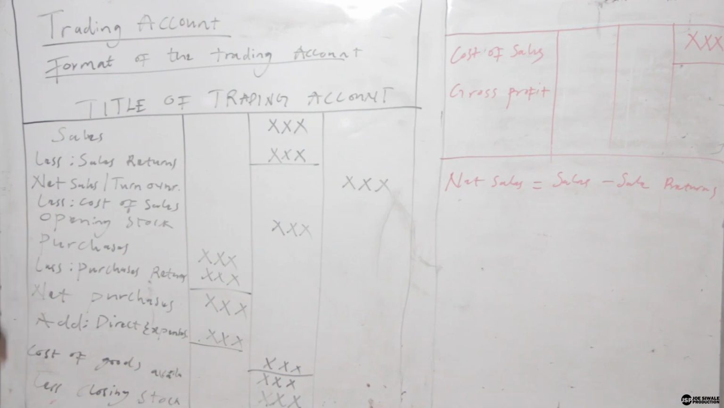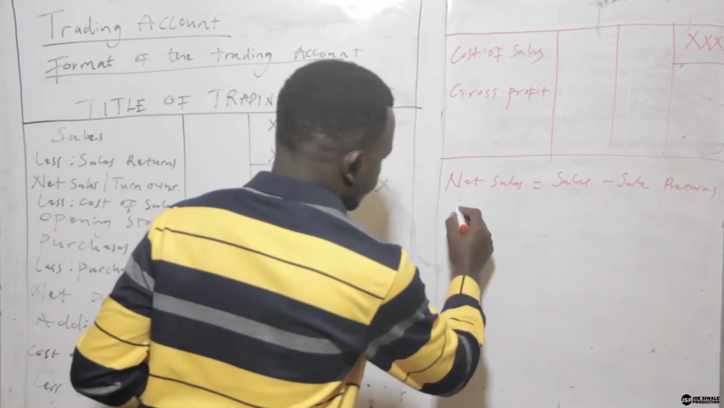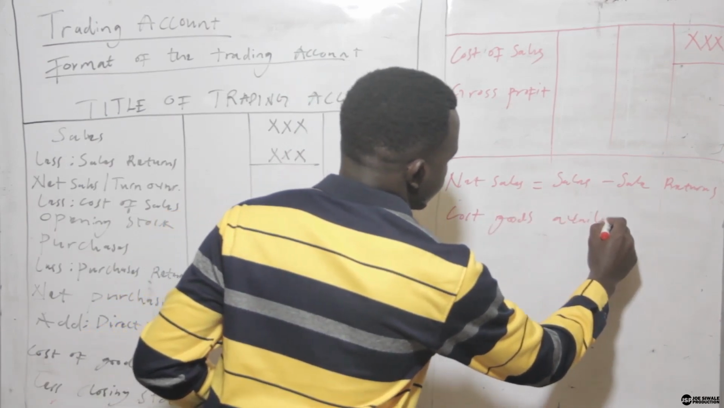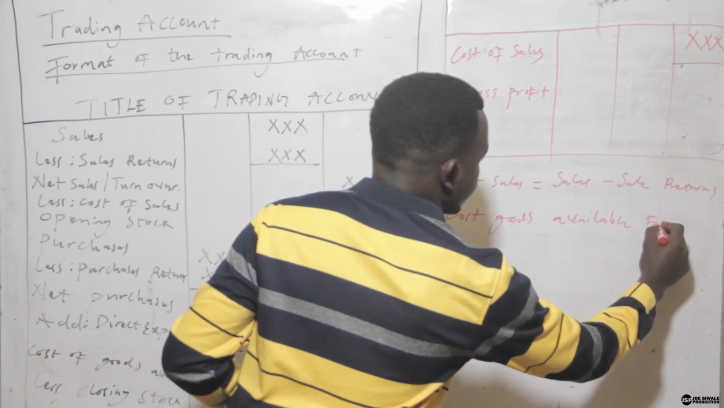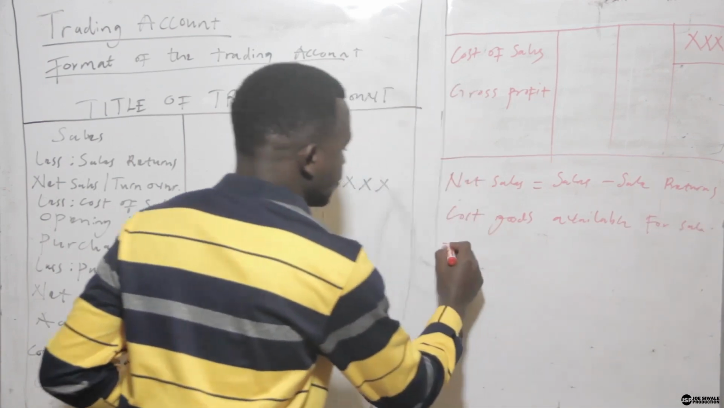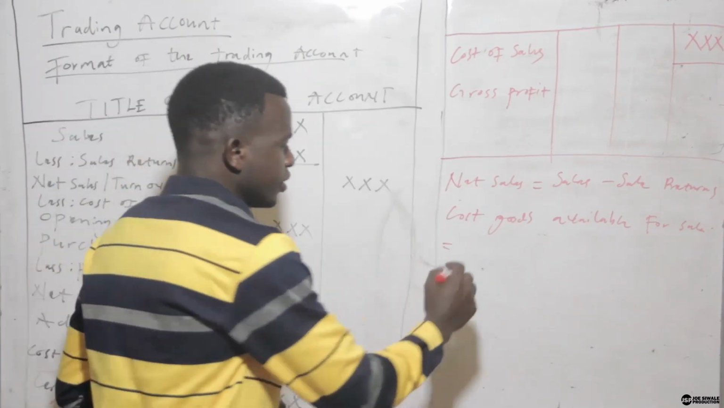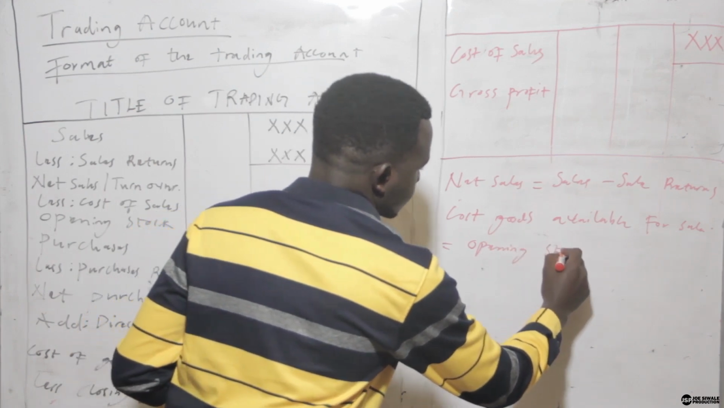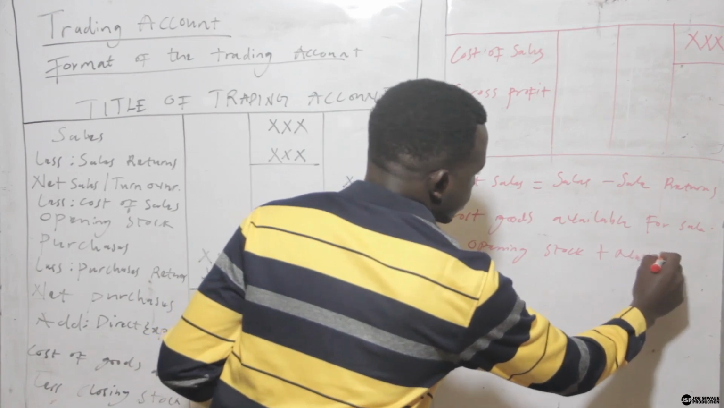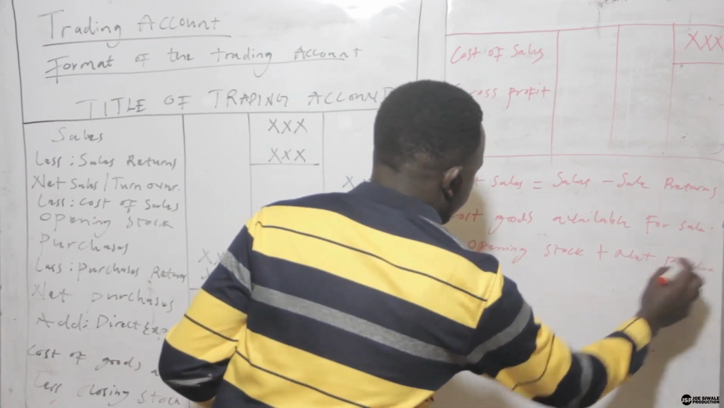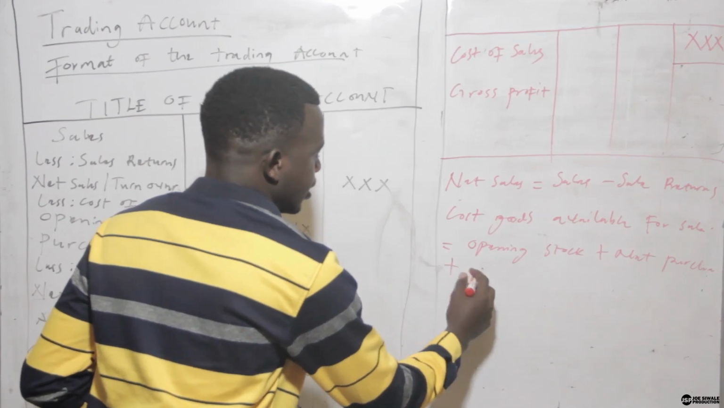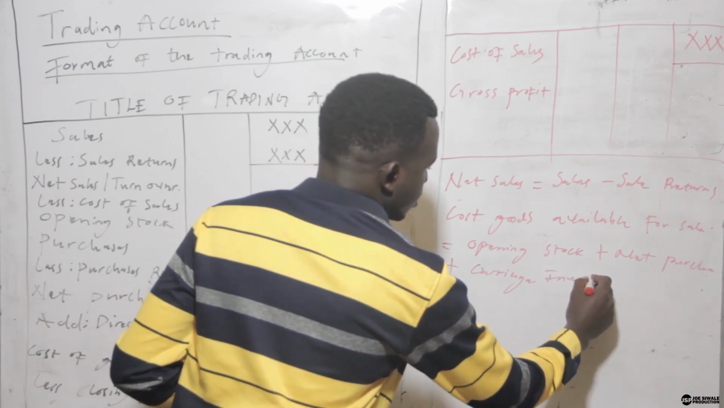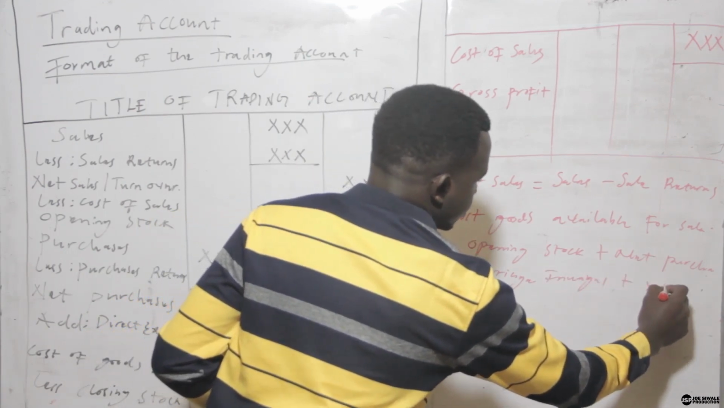We also said that we can calculate cost of goods available for sale. We said that we can use this formula. We said we can say opening stock plus net purchases, then plus carriage inwards plus wages.